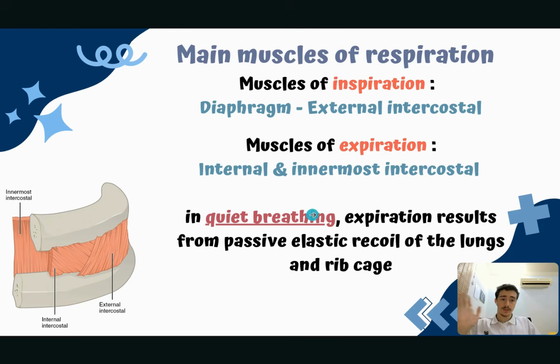In quiet breathing, as we talked about, expiration results from the passive elastic recoil of the lungs and the ribcage and the diaphragm. The diaphragm contracts, and when it relaxes, it helps with the expiration. This is when you are breathing quietly. No need to rush, no need to squeeze more, no need to get more air out. So it's going to be normal, and you don't need to use the internal and innermost intercostal muscles. But when you need to force expiration, you're going to use these two muscles to depress the ribcage and expire more air.